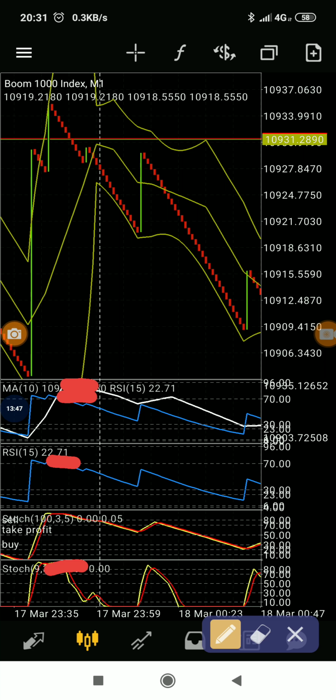And last of all, this stochastic 100, the moment it has crossed this 70, and all these criteria are met, you can take the trade. You can target 4 minute candles, 5 minute candles.